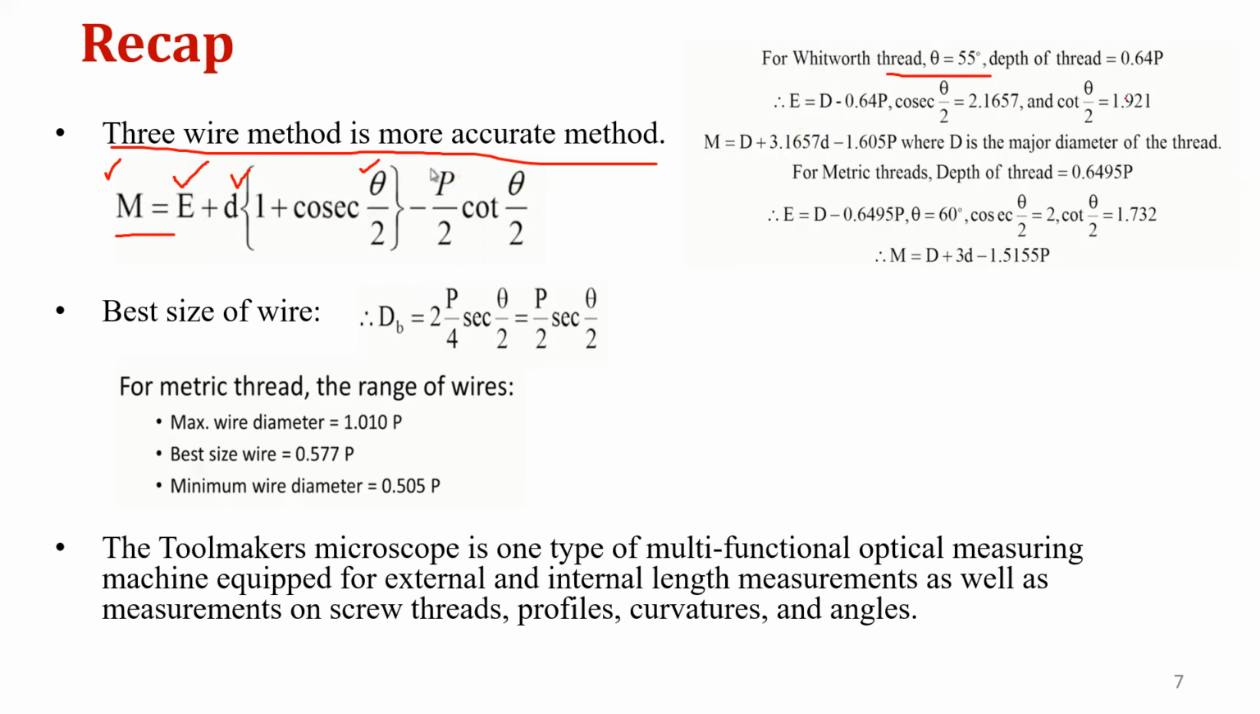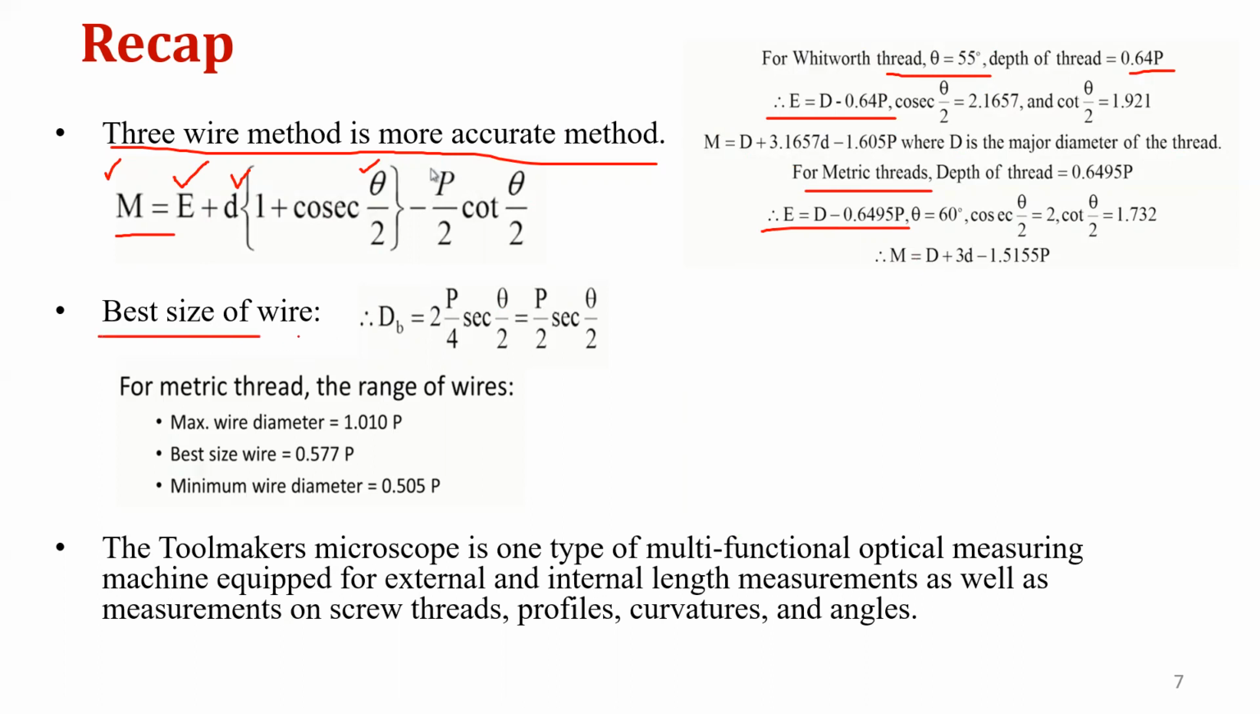Then the depth of the thread is equal to 0.64 times the pitch, and therefore the effective diameter is equal to D minus 0.64 times the pitch. And if it is a metric thread, theta is equal to 60 degrees. Upon substitution, you will get E is equal to D minus 0.6495 times the pitch.